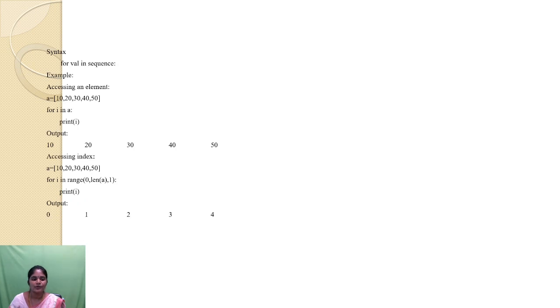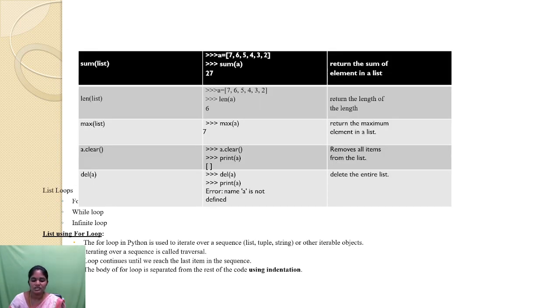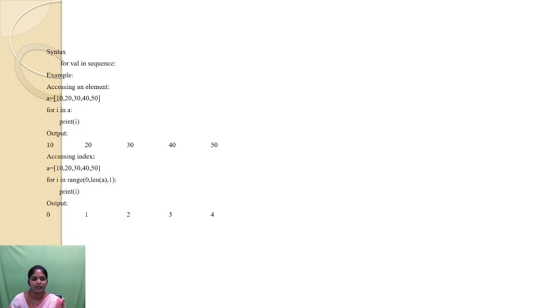So what's the syntax for the for loop? For variable in sequence. As I already said, the sequence may be a list, tuple or string. You have to give the input in that particular sequence area. For variable in sequence. Here I included one example of the for loop.